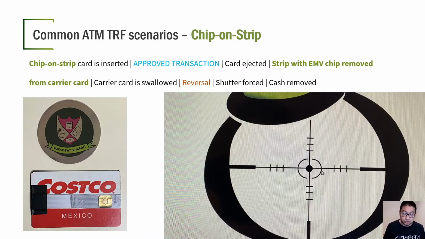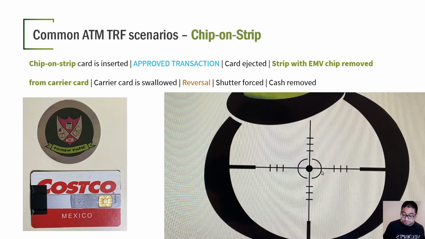This chip on strip attack is one of the most advanced that we have seen, and this is just using a carrier card with a chip strip that is above this one. So what we will do with this one is insert this in the card reader. When the card is ejected, I will just remove the chip on strip card, well, part of that card, and I will let the card reader swallow the carrier card.